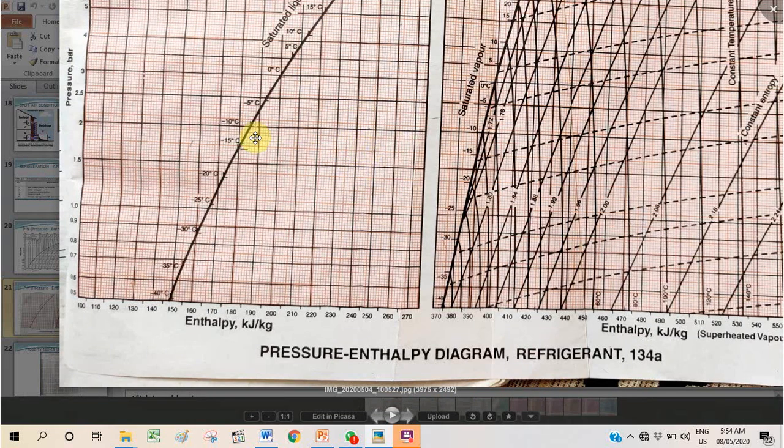And now one more thing, you see, for enthalpy, in the liquid, from any point in the liquid up to the saturation point, that is saturated liquid, this part is known as sensible heat, or sensible heat of a subcooled liquid.